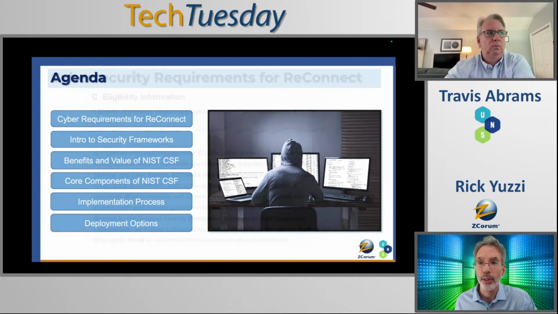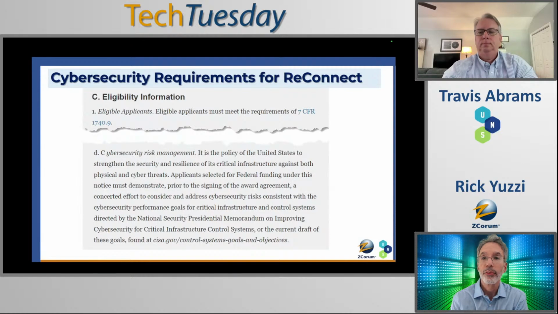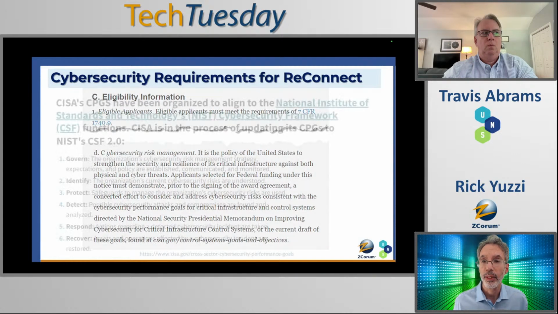So Travis, if you'll go to the next slide, we'll talk about what's required here. So you can see here that it talks about cybersecurity and risk management, and it mentions specifically cybersecurity for critical infrastructure control systems is what it's going to be based on, or the current draft of these goals found at a URL there. And that agency, by the way, is the same one that is looking at in the future having all communications operators, broadband operators, whatever, have these same policies applied to them, whether they're taking funding or not. So that's the agency that's in charge of that.